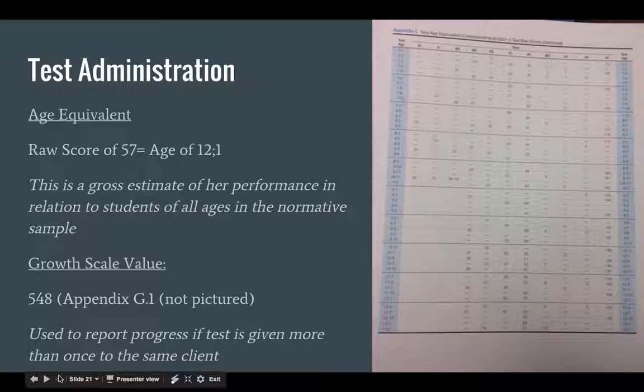As you can see, a raw score of 57 dictates an age of 12 years and 1 month. We must keep in mind this is a gross estimate of her performance in relation to students of all ages in the normative sample. And if you are interested in using this to report progress, if the test is given more than once to the same client, you can refer to the gross scale value, which is in Appendix G1.